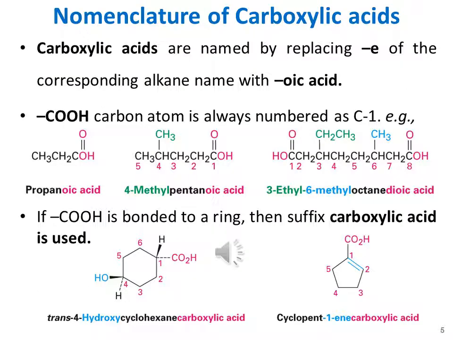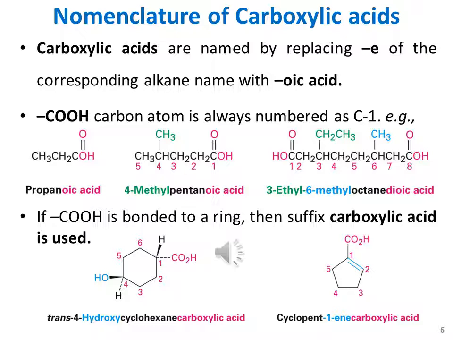As far as the naming of carboxylic acids is concerned, carboxylic acids are named by replacing the E of the corresponding alkane name with oic acid. For example, here on this slide, you may see propanoic acid. Its name is derived from propane, as propanoic acid contains three carbon atoms, and we know that the three carbon alkane is called propane. So from the propane name, we are dropping the E and replacing it with oic acid. So the name becomes propanoic acid.